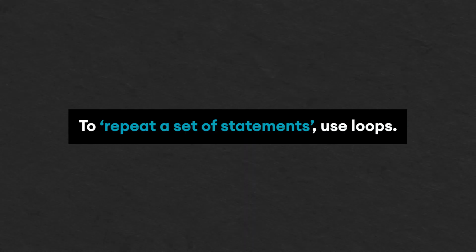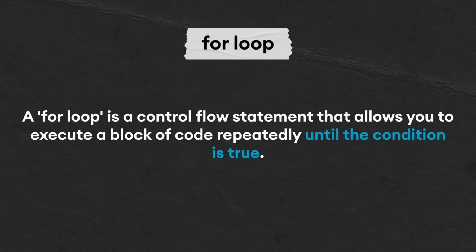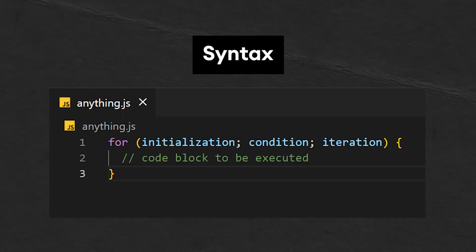If you want to repeat a set of statements, you must use a loop. A for loop is a control flow statement that allows you to execute a block of code repeatedly. The syntax of a for loop in JavaScript looks like this.